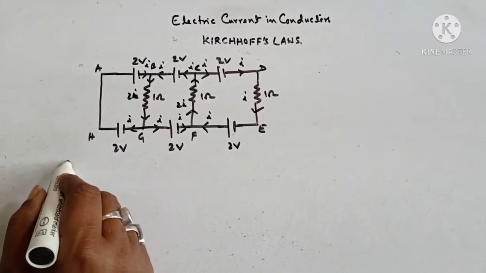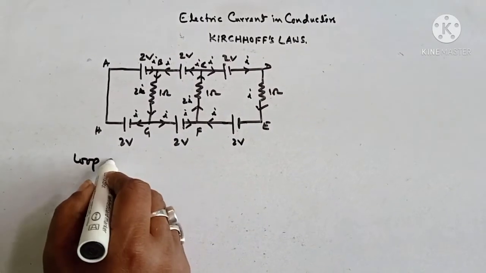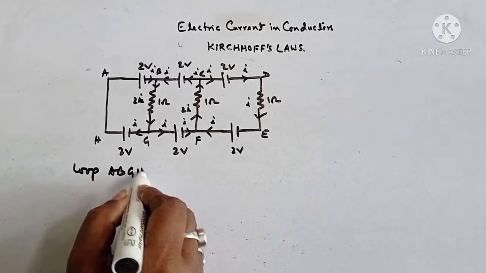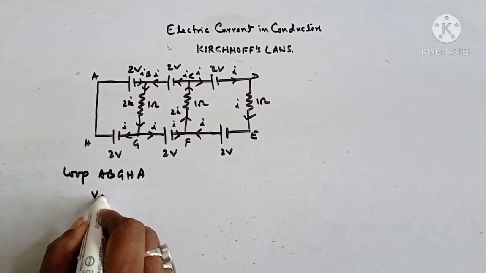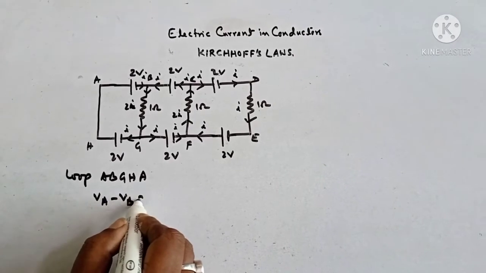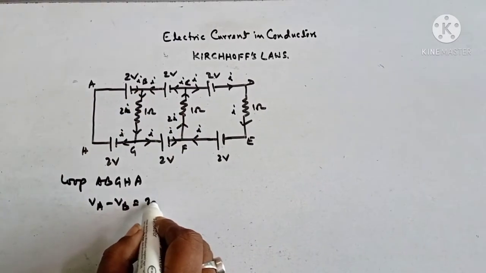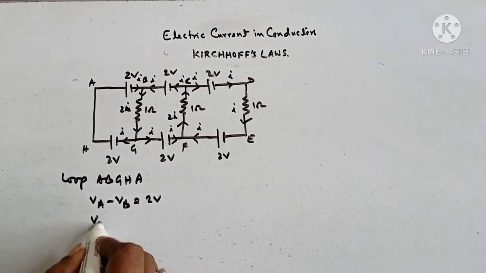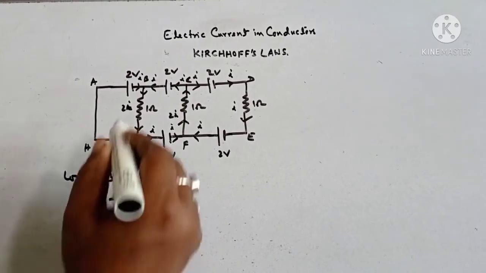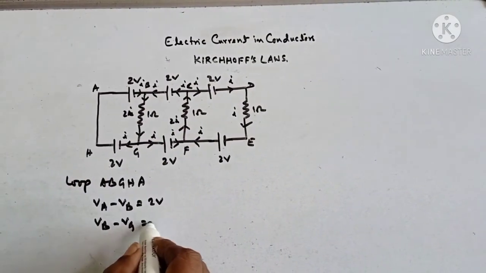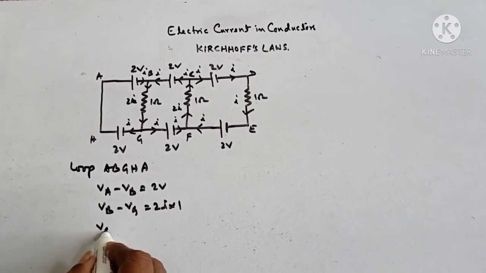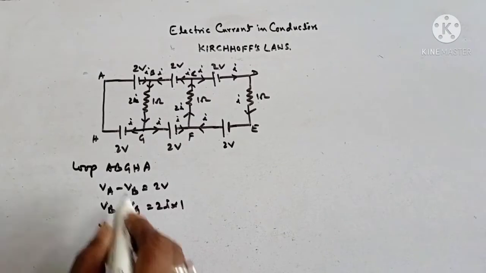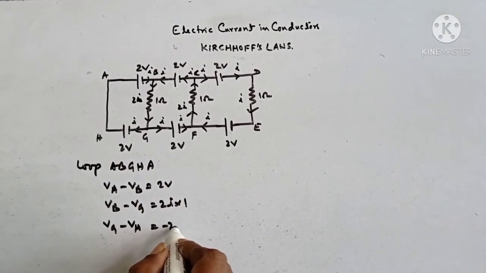So let us consider the loop A, B, G, H, A. Here you find VA minus VB, that is from higher to lower, so this is 2 volt, and VB minus VG is 2I into 1, and VG minus VH from lower to higher, so this is minus 2 volt.